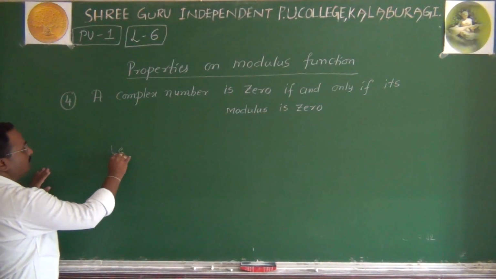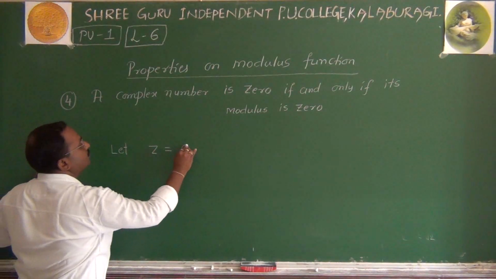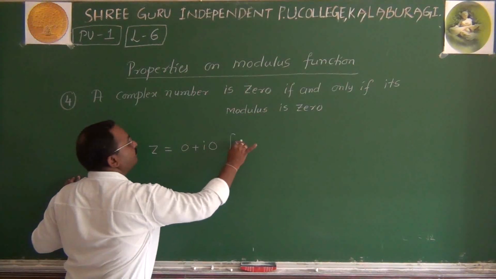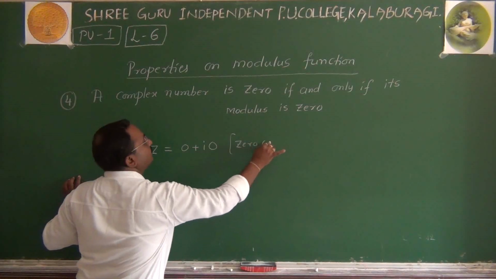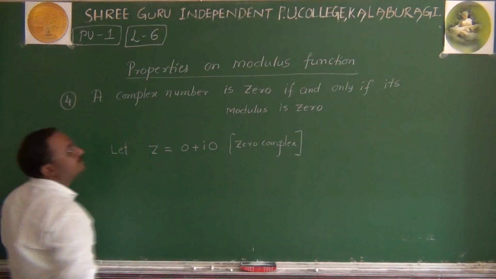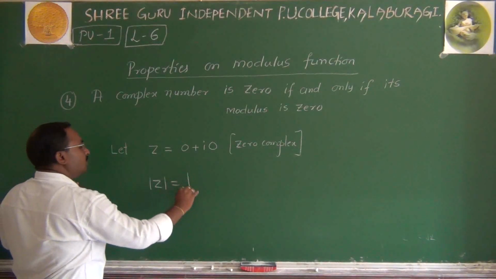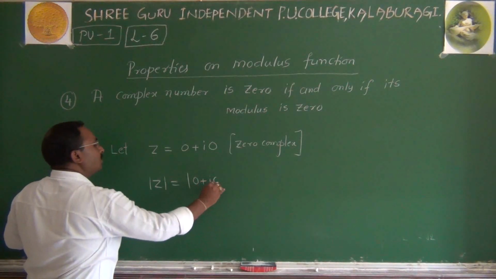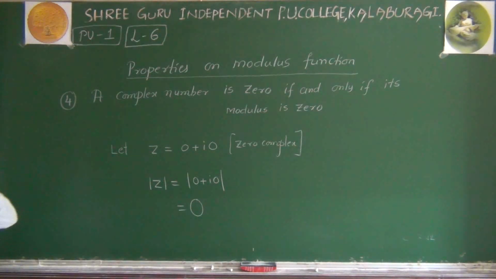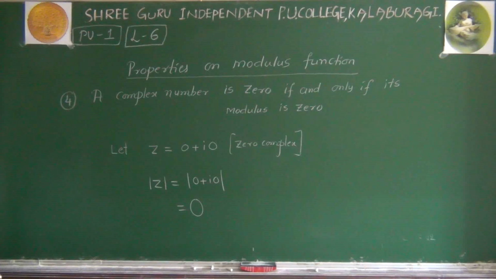Let z be a zero complex number, 0 plus i0. This is a zero complex number. Take the modulus. The value of the modulus of the zero complex number is 0. That is the value.